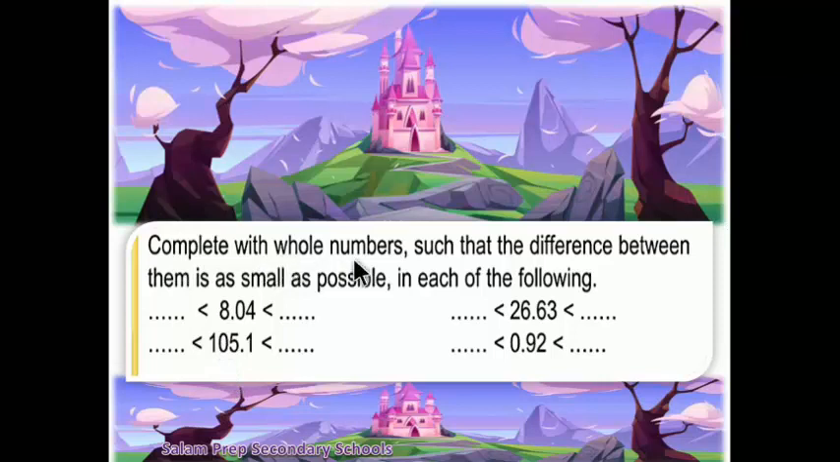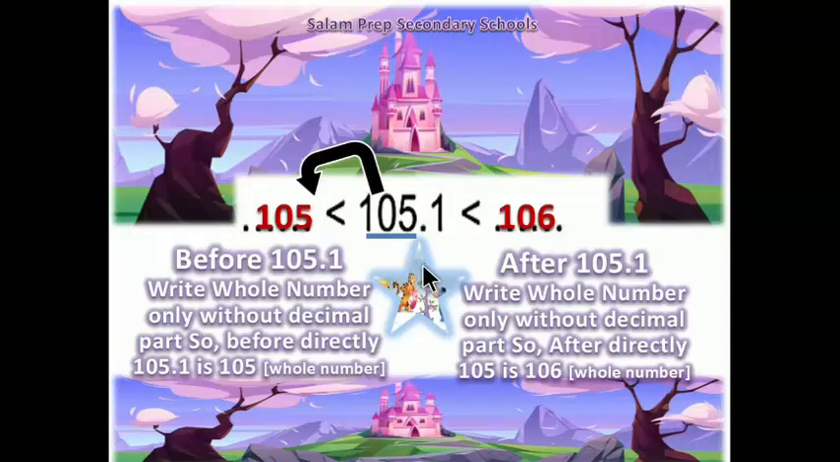Complete with whole numbers. Take care, we need to complete with whole numbers. These are decimal numbers, okay? We need to complete with whole numbers only. Now we will solve this problem together to understand how to find the whole number only, okay? 105.1 is between two numbers. We need to find the whole numbers.